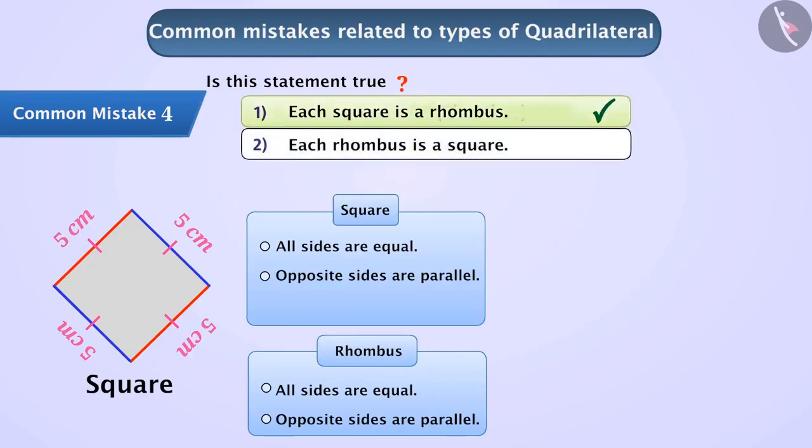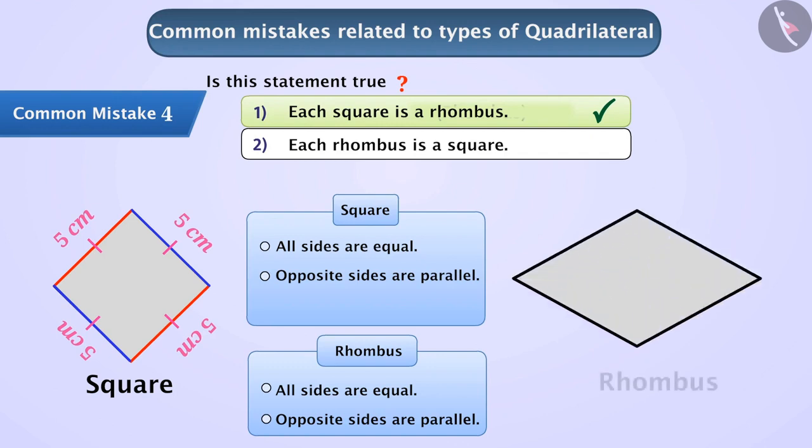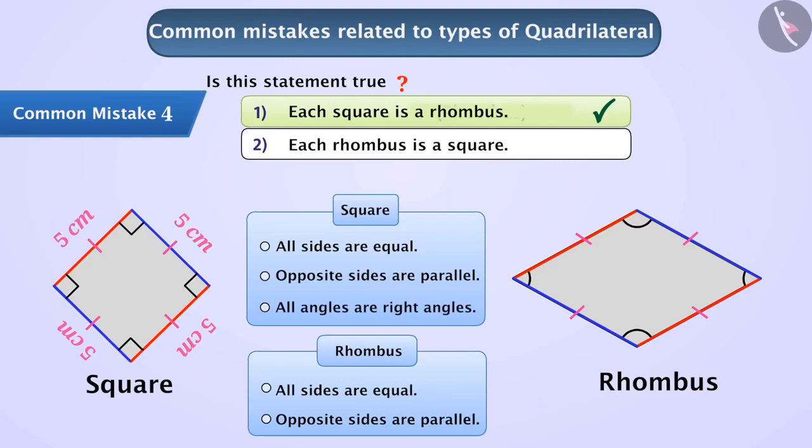Now let's observe the other half of the statement. To understand this, we will draw a rhombus. On measuring this rhombus, we realize that the lengths of all its sides are equal and opposite sides are parallel. But we find that its angles are not right angles. Since, along with the above two properties, all angles of a square are right angles, it means this figure is not a square. This means that the other half of the statement is not correct.